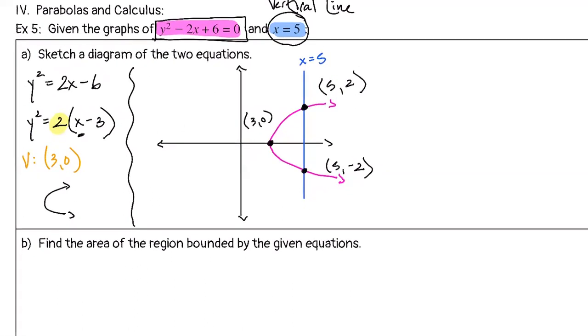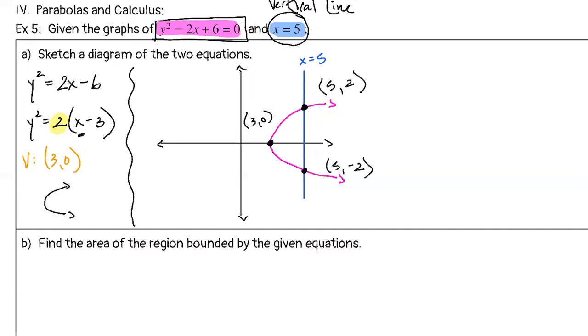All right, so that's part A. It says sketch a diagram of the two equations. Part B says find the area of the region bounded by the given equation. And so what we're going to do is take a look at this diagram for a moment, okay?